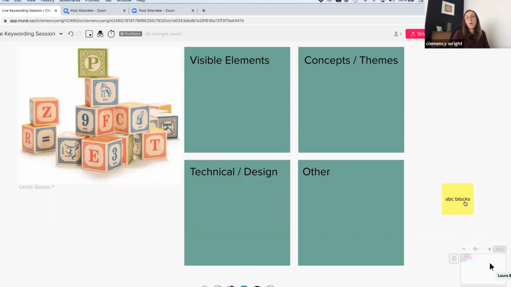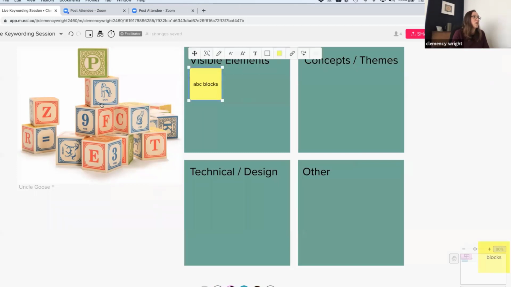So we would call this a compound keyword. And what that means is you create one keyword in your thesaurus or hierarchy that has more than one word to it, and that's absolutely fine. So we're going to put this compound keyword up here as this is a visible element of the image. These are literally what we're seeing: ABC blocks, and we're seeing blocks.